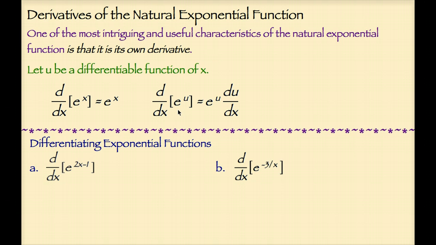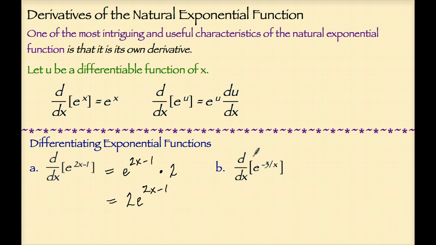The derivative of e to the u, where u is a function of x, will be e to the u, then times the derivative of u, du dx. So let's take these derivatives. We have the derivative of e to the 2x minus 1, and that answer is going to be e to the 2x minus 1 times the derivative of 2x minus 1, which is 2, and we'll rewrite that with 2 as the coefficient, 2e to the 2x minus 1.